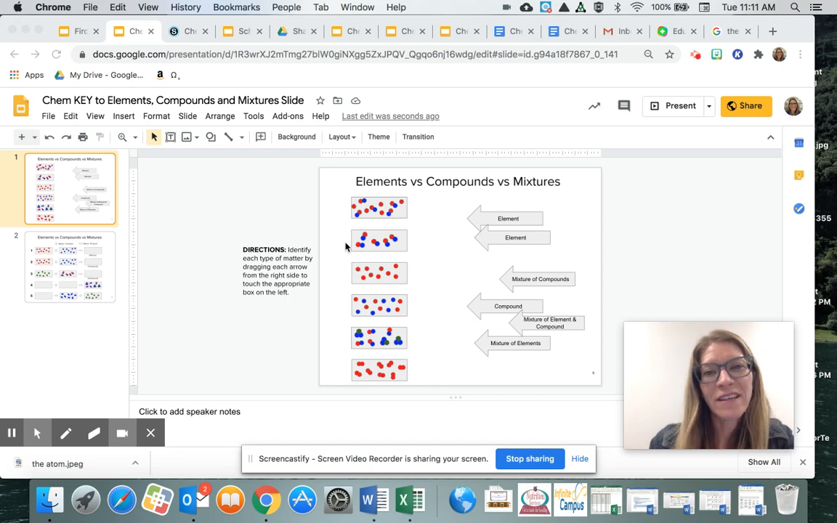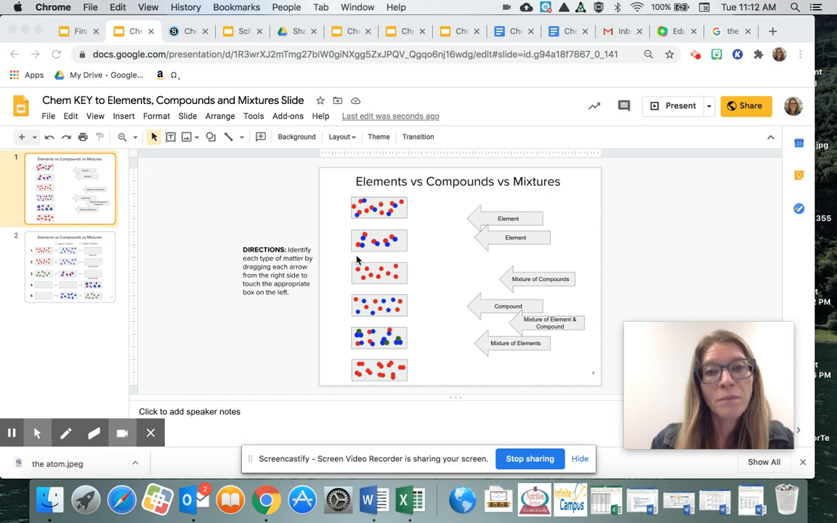Here is the key to the elements, compounds, and mixtures activity in your digital notebook. Be sure to attempt and try your own examples in your digital notebook before checking the key. We learn by making mistakes, so when you go through and try to process the information and practice, you're going to understand it better than just checking the key before even trying it.